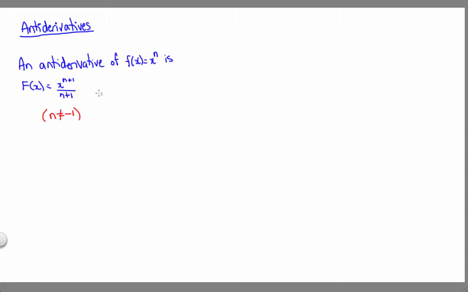So the idea of an antiderivative is that if we take the derivative of this function here, then we're going to get back to x to the n. That works because the exponent n plus 1 will come down in front, it will cancel with the denominator here, and indeed we will get back to x to the n. So notice the notation here, we're using little f for our original function, and we're using capital F for the antiderivative.